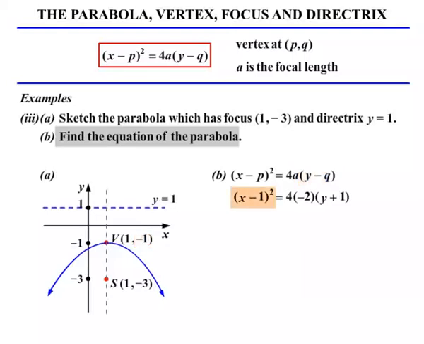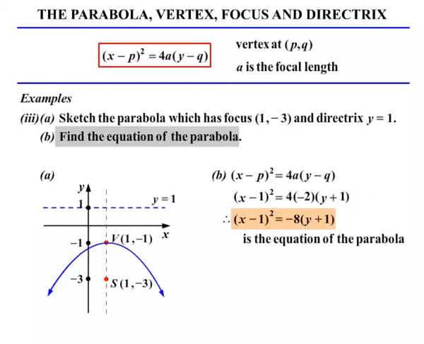That just tidies up. (x minus 1) squared equals 4 times minus 2, which is minus 8, and then we just rewrite (y plus 1) in the brackets. And that's it. So that is the equation of the parabola. And we'll mark it in on the diagram.